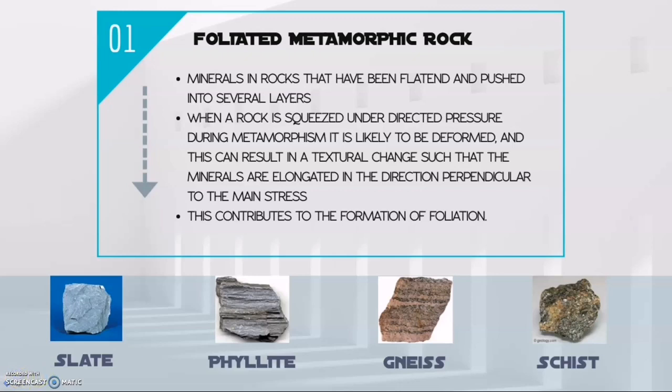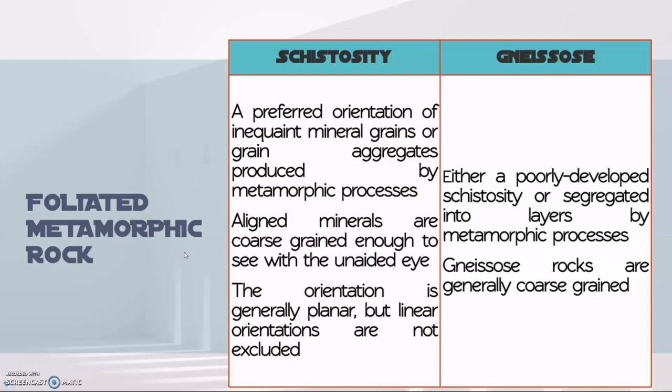Here are the four examples of foliated metamorphic rock: slate, phyllite, gneiss, and schist. The first example of foliated metamorphic rock is schistosity or schist. It is formed at intermediate and high grades of metamorphism when the chlorite breaks down and recrystallizes. The grain size also increases, and the aligned minerals are easily seen with unaided eyes because they are coarse-grained. The orientation is generally planar, which runs in the same direction, but linear orientations are not excluded.